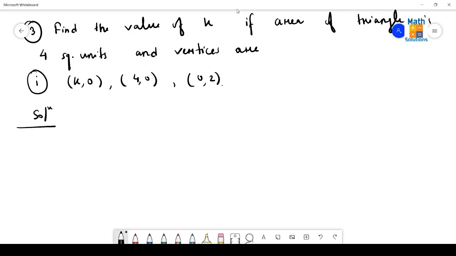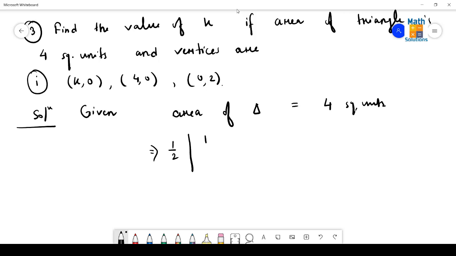So we can write given area of triangle is given to be 4 square units. In the notes already we have seen that if area is given, then both positive and negative values we have to consider there. So let's first write down the formula here. The determinant k 0 1, then 4 0 1, then after 0 2 1, that is equal to plus minus 4.